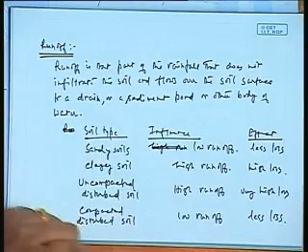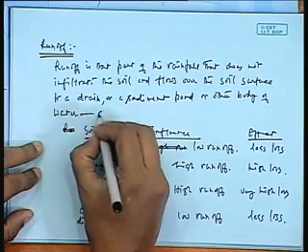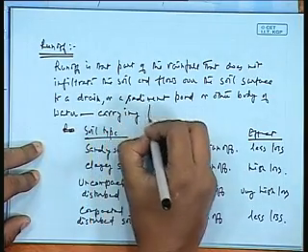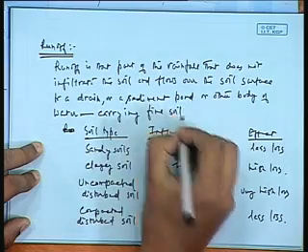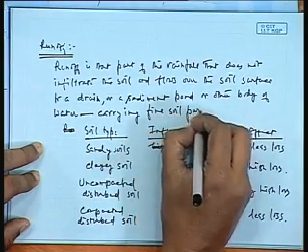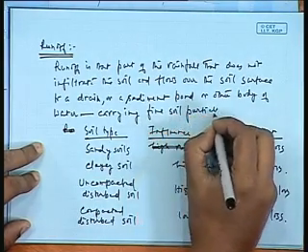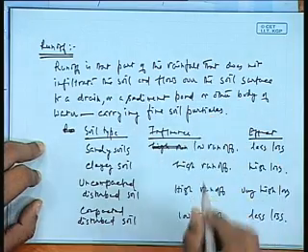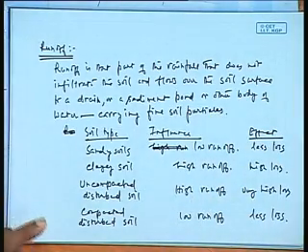The runoff is the part of the rainfall that does not infiltrate the soil and flows over the soil surface to a drain, carrying fine soil particles. So this is the effect of runoff.